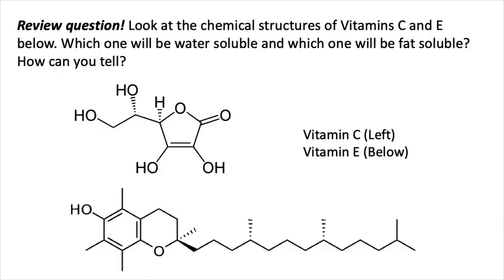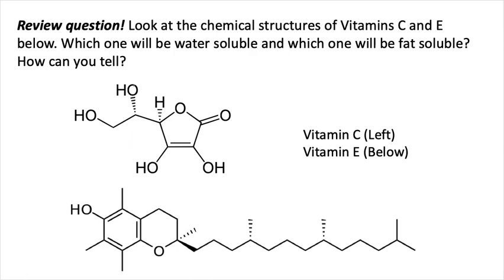All right, here's a review question from Unit 1. Let's look at these chemical structures. Which one is going to be water soluble and which one is going to be fat soluble? Now you may recall in the previous slide I told you the answer, but if I hadn't told you the answer, how can you tell? You can tell by looking at the functional groups.